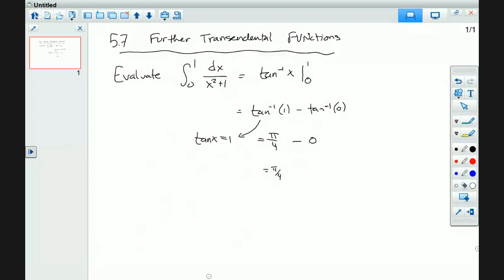You need to be lickety split on these trig functions. So that's the answer. The inverse is the same thing as saying tan inverse of 1. That means that tangent equals 1.